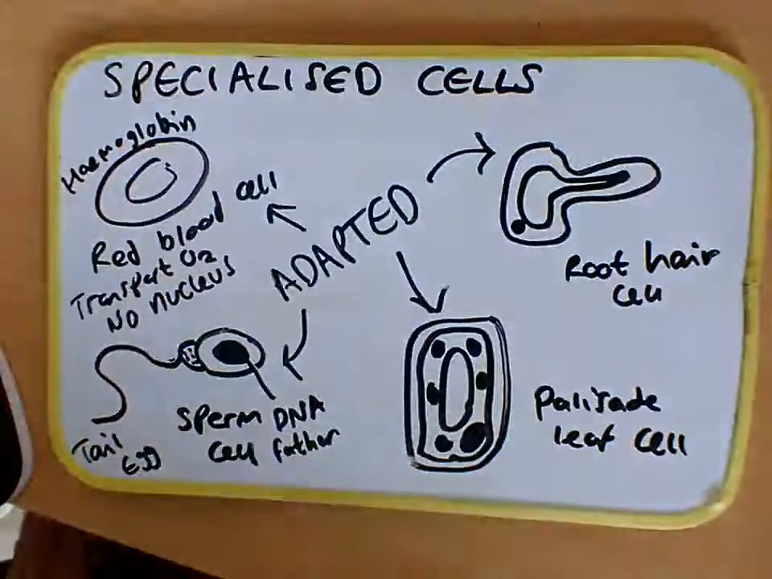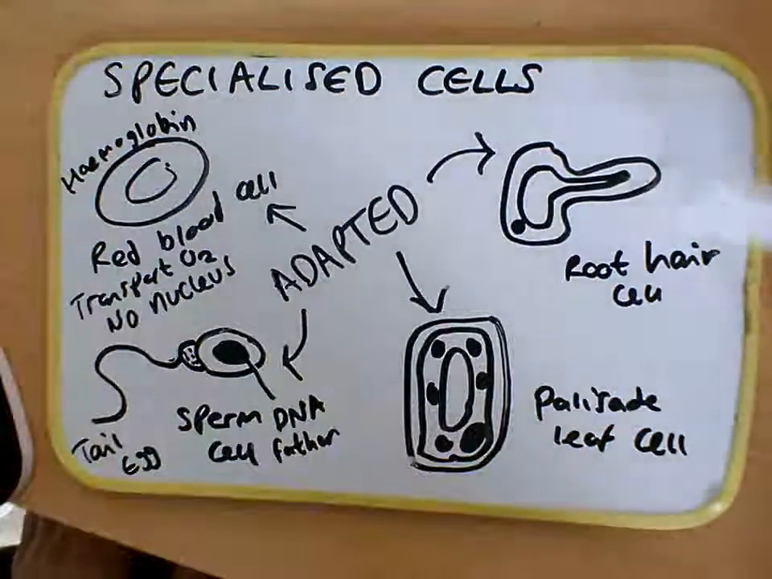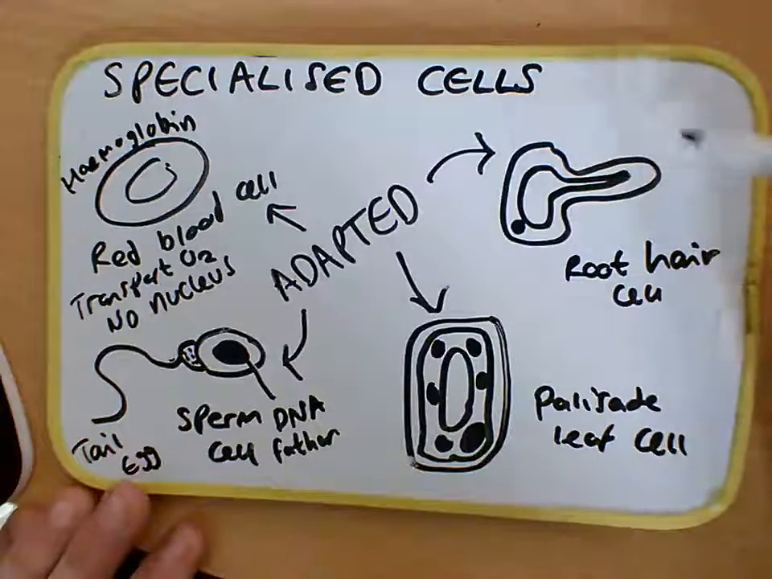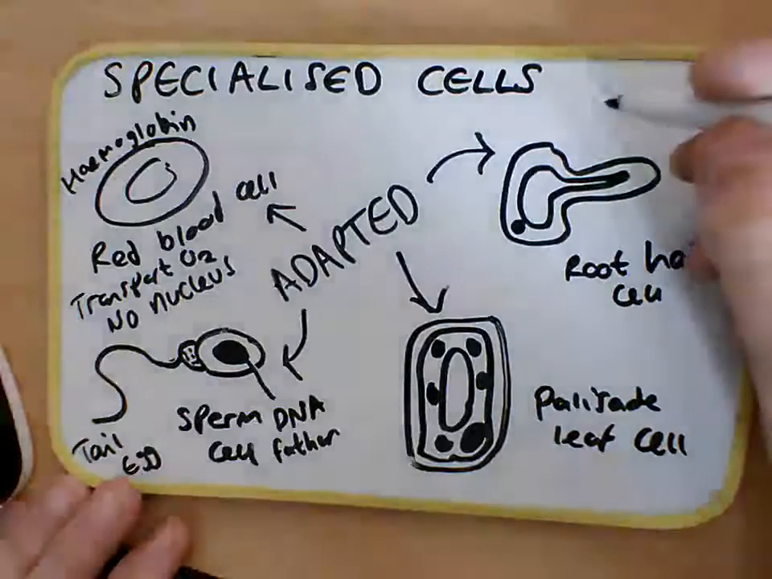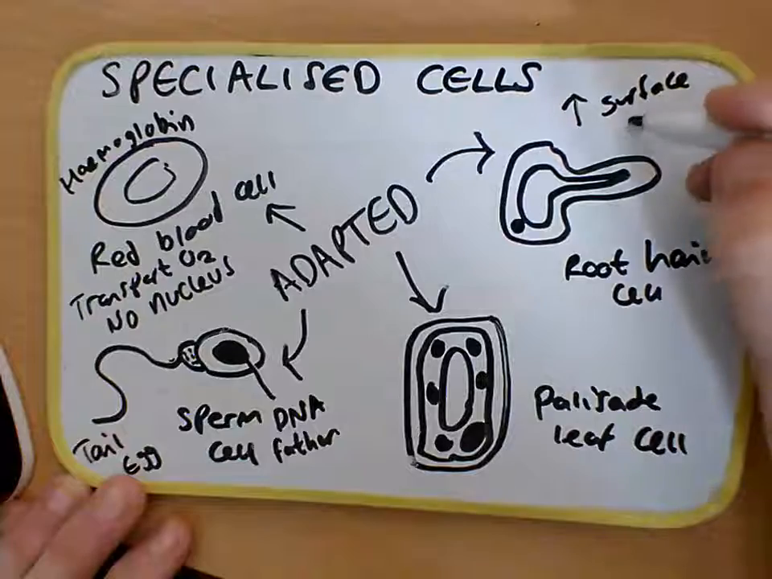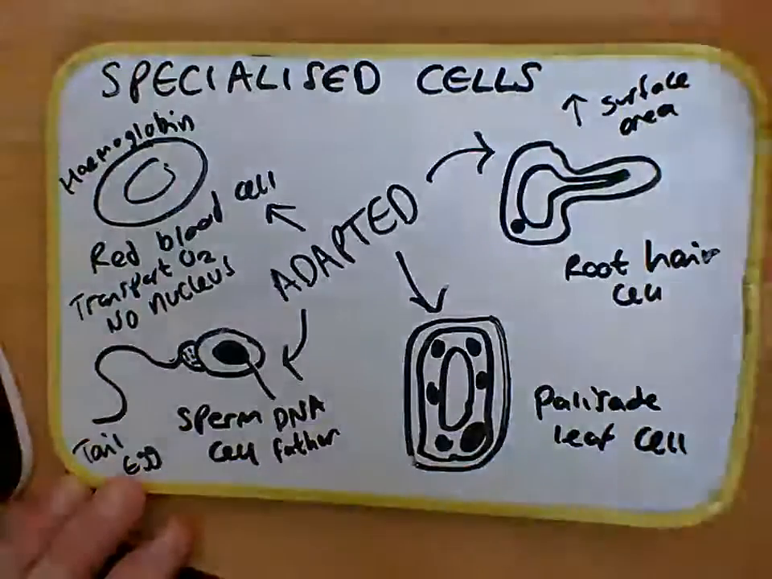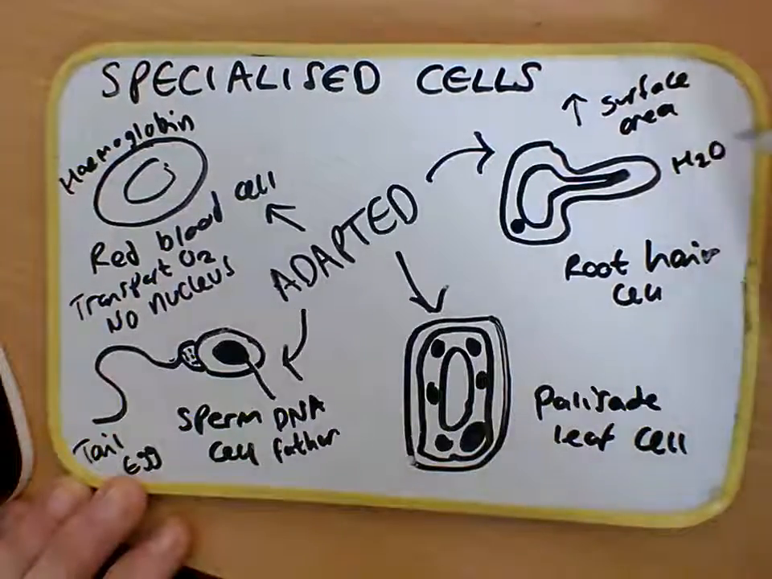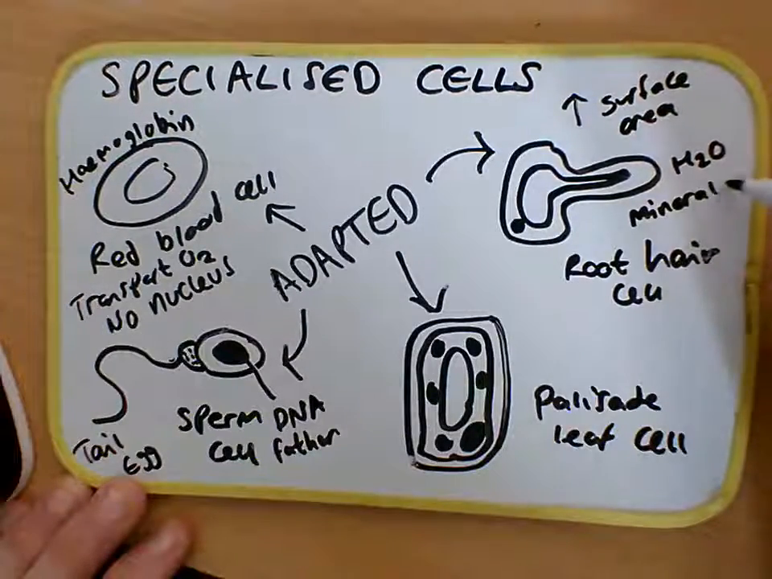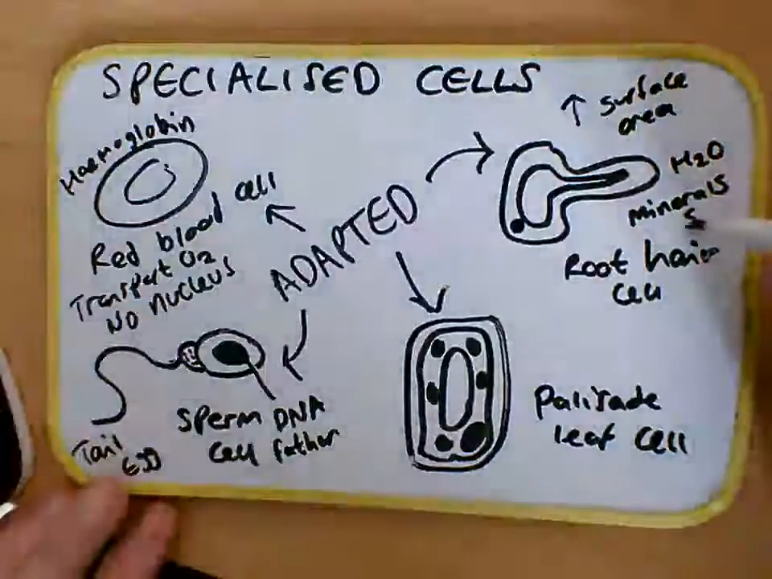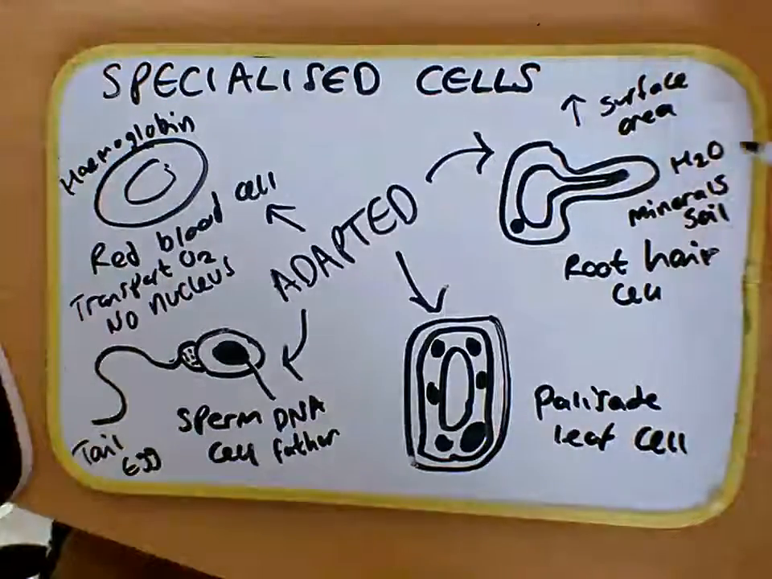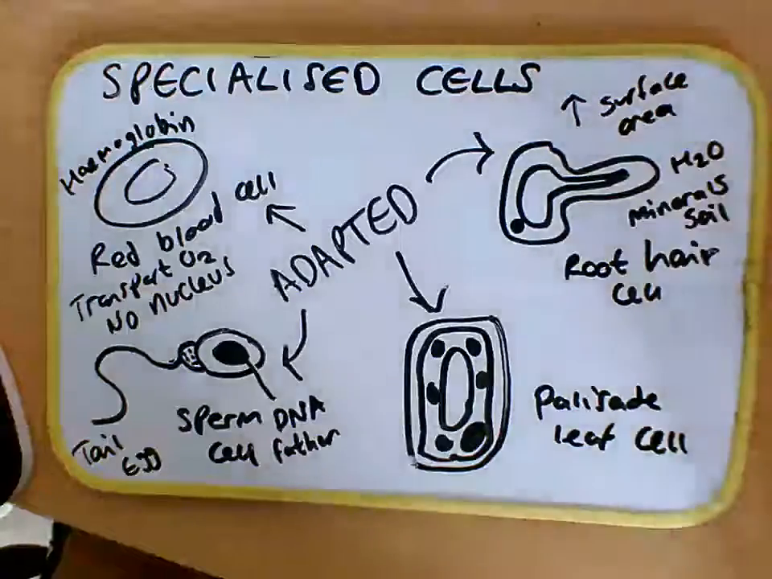The specialized plant cells, so we've seen these before. The root hair cell, so you'll notice it's got this additional appendage here, this extra structure on the end, and that's to increase its surface area so that it can absorb quickly as much water and also minerals from the soil. So it's got a big surface area so it can absorb water and minerals very, very quickly from the soil.